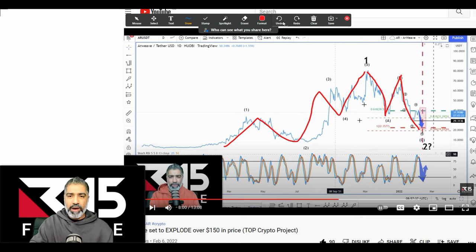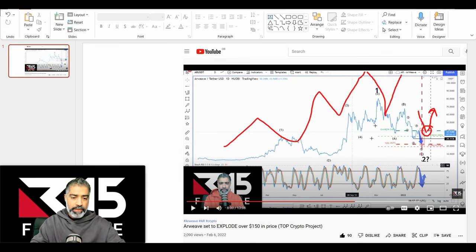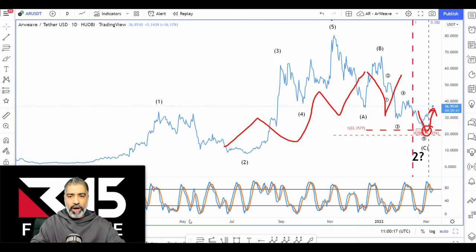But what we said in the video was we should anticipate one more move to the downside before it's likely to take off. Now we're going to jump into a live chart because this is exactly what's happened, and I'm going to show you the tips and tricks on how to see this ahead of time. So let's jump into a live chart with Arweave.